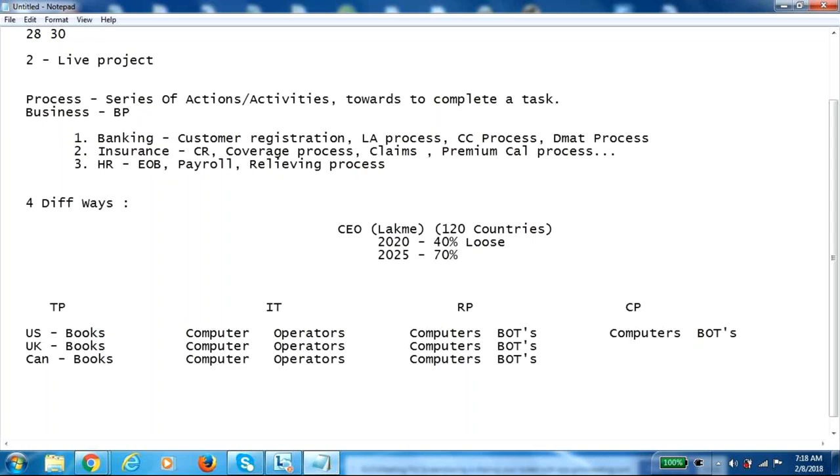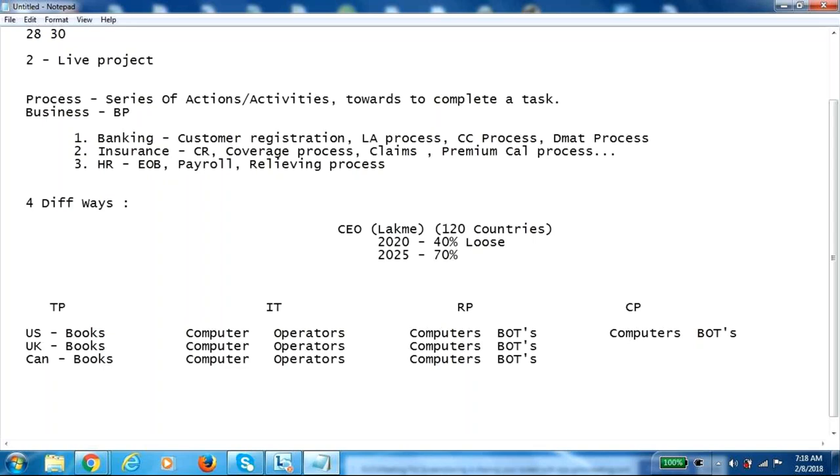So this is the complete overview of the different processes we are following in the industry. First is the traditional process, then the IT process, then the robotic process. Luckily, our generation has already seen the traditional process. I don't know about you guys, but I've seen the traditional process. The IT process, yes. The robotic process, yes, we are seeing it now. And the cognitive process, we are expecting down the line in 5 to 10 years. So after 10 years, I guess I will have worked in all the processes.